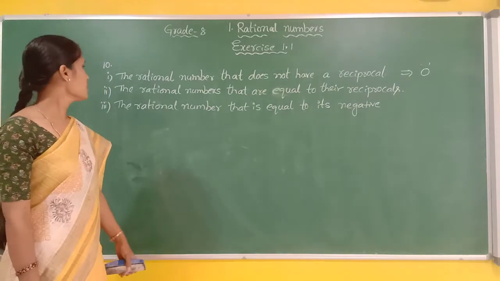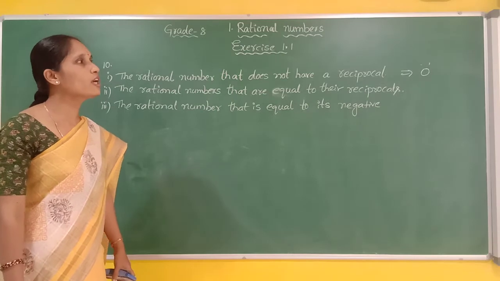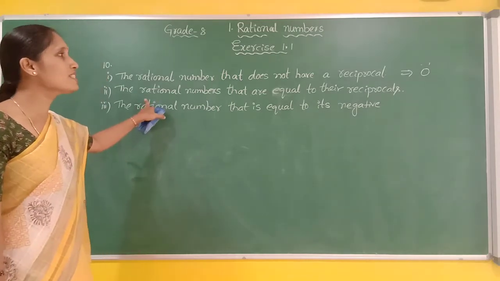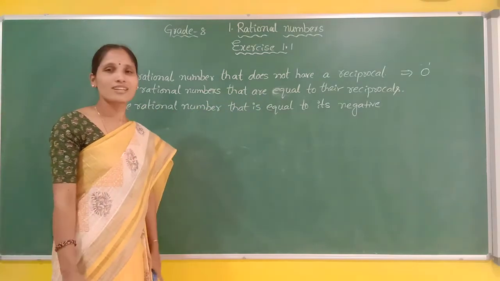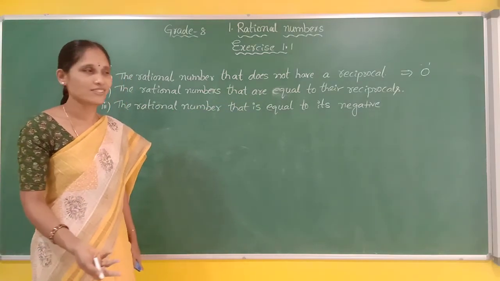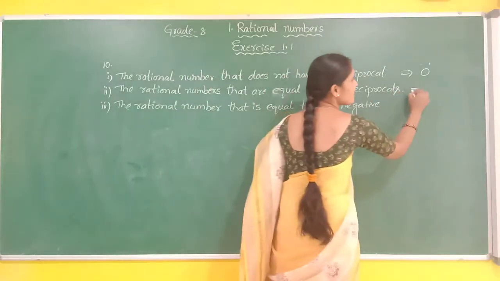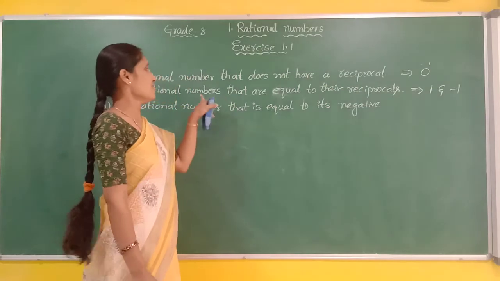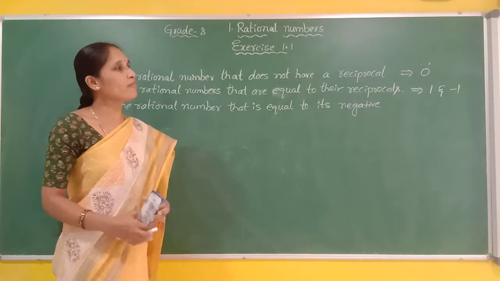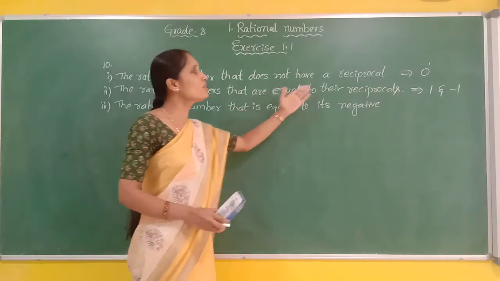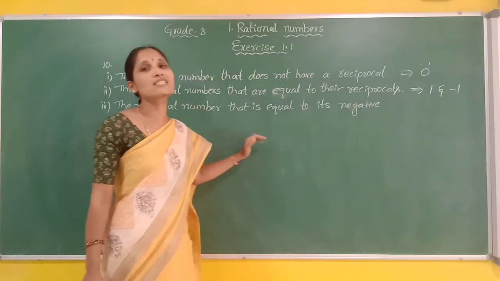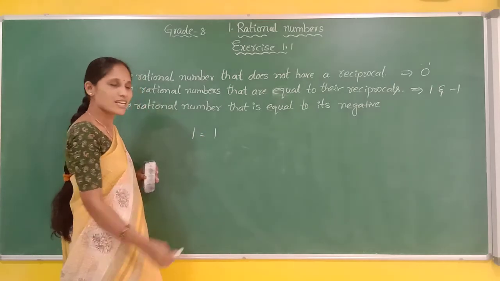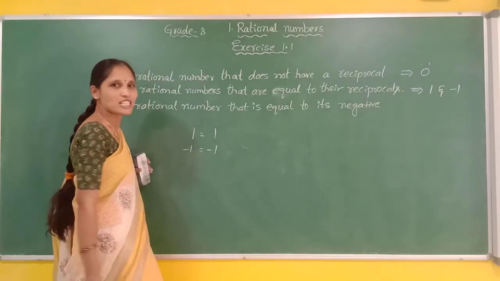Next one. The rational numbers that are equal to their reciprocals. Just now I explained. What is that answer? 1 and minus 1. In rational numbers 1 and minus 1 are equal to their reciprocals. Reciprocal of 1 is 1. Reciprocal of minus 1 is equal to minus 1.